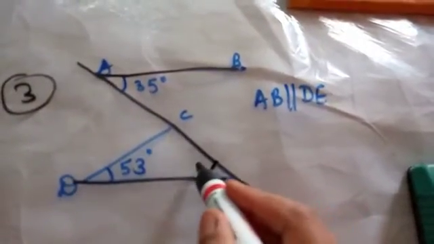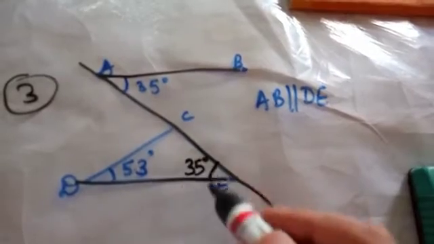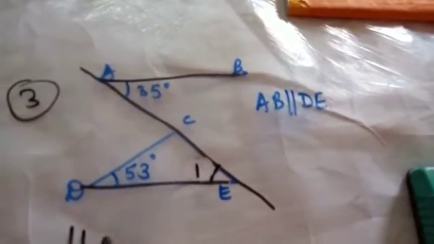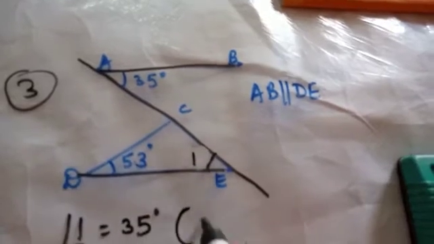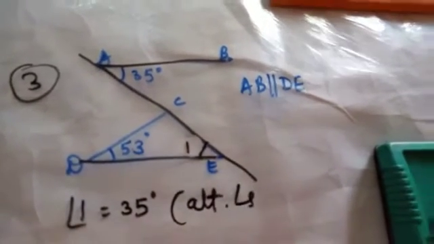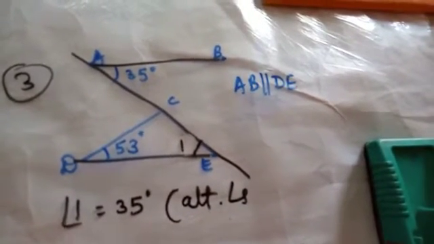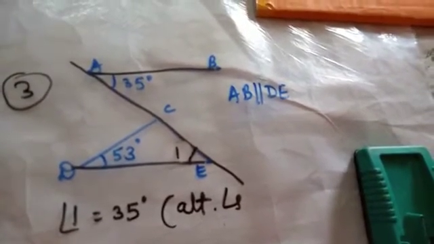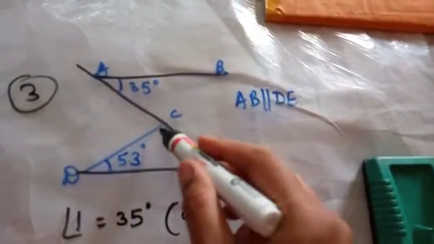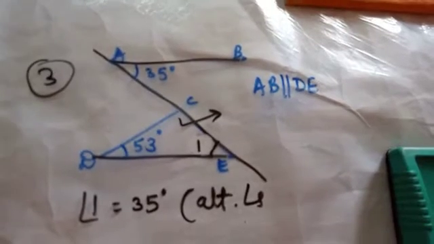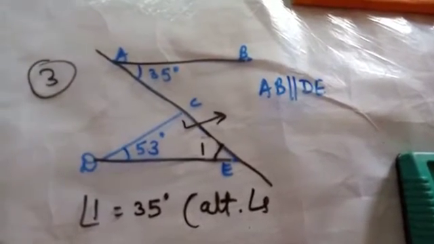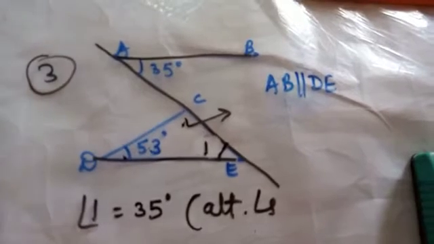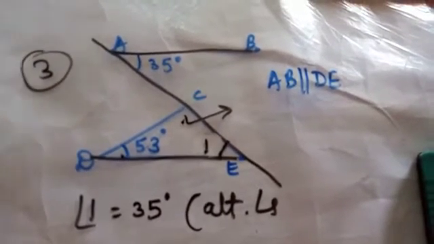So this will be equal to 35 only. What's the reason? The reason is alternate angle. So I am writing angle 1 is equal to 35 and the reason is alternate angles. They have given you that one of the angle is 53 degree also. Now they are asking you DCE. So DCE. Now you can find out the value of DCE using the angle sum property. 1 plus 53 plus DCE is equal to 180 degree. Apply angle sum property, you will get the answer.